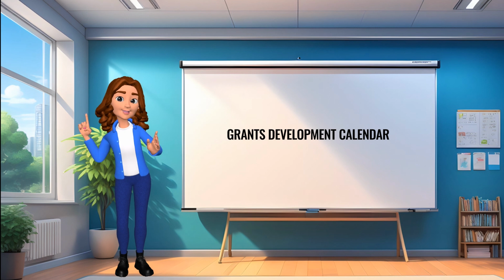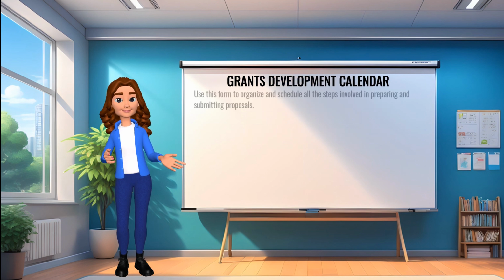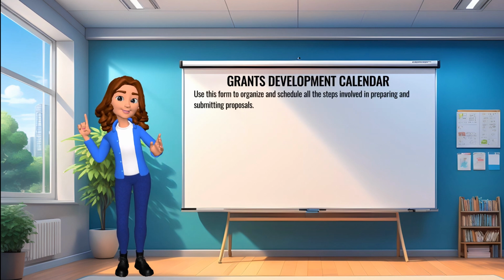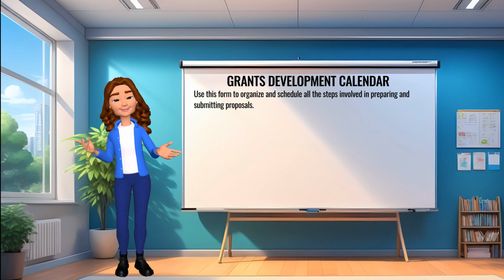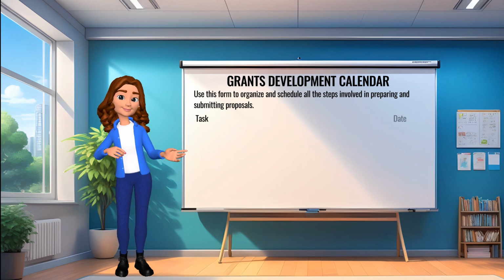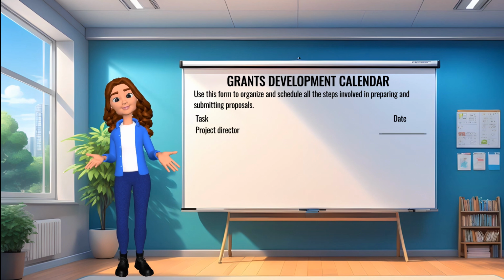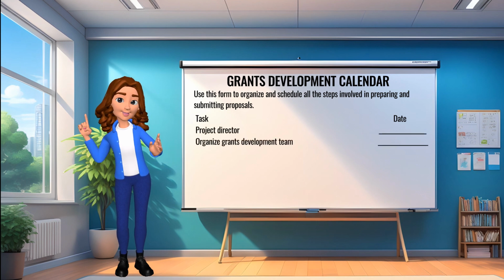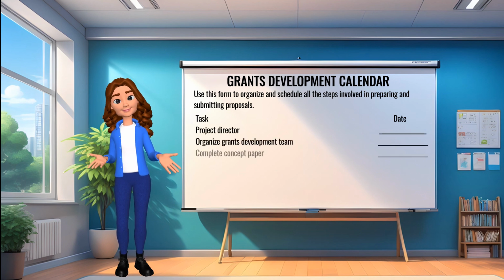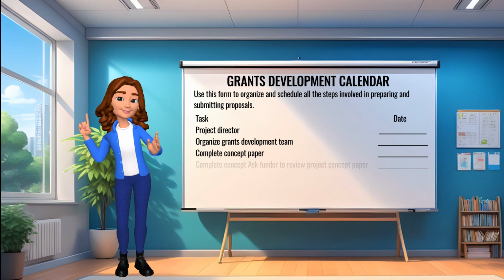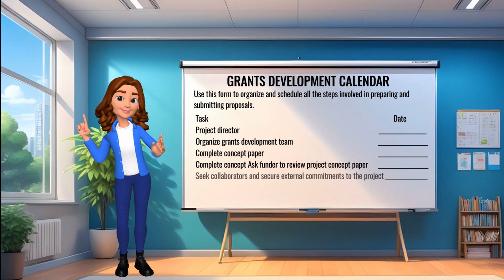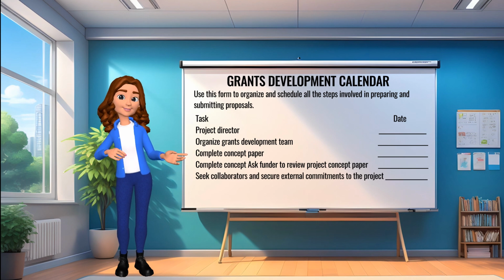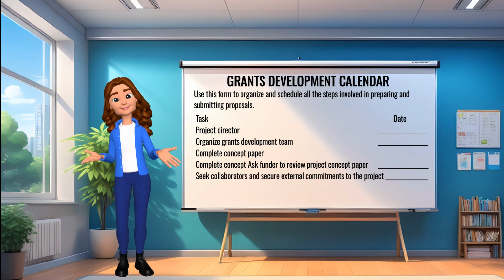Grants development calendar. Use this form to organize and schedule all the steps involved in preparing and submitting proposals. Task. Date. Project director. Organize grants development team. Complete concept paper. Ask funder to review project concept paper. Seek collaborators and secure external commitments to the project.